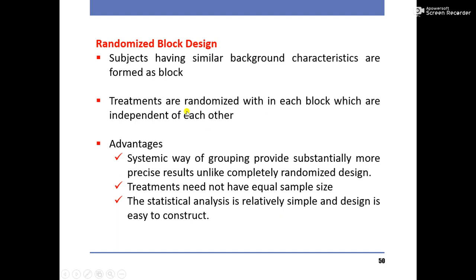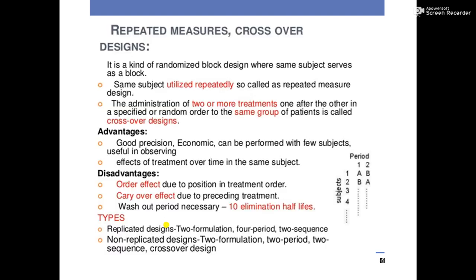Now, what is randomized block design? In randomized block design, the subjects having similar background characteristics are formed as blocks. Treatments are randomized within each block, which are independent of each other. There are certain advantages. The first merit is the systematic way of grouping provides substantially more precise results unlike completely randomized design. Treatments need not have equal sample size. The statistical analysis is relatively simple and the design is easy to construct.